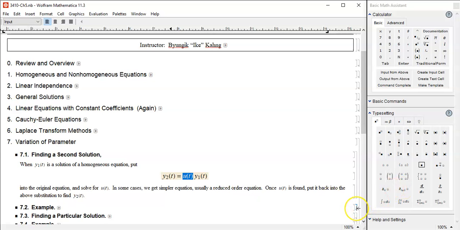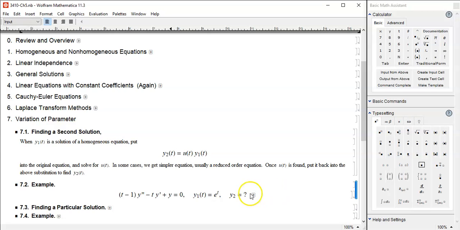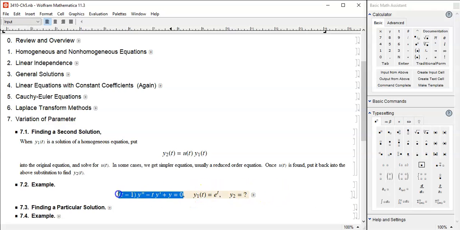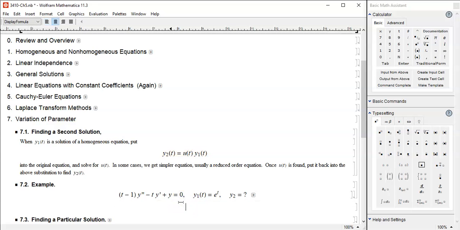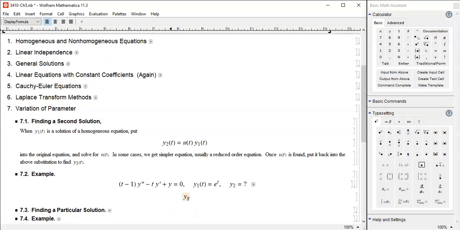How do you work it out? Well, here's an example. We have this differential equation, and y1 is e to the t power, and we are looking for y2. Put it over here: y2 of t is equal to u of t times exponential of t, based upon this formula here.